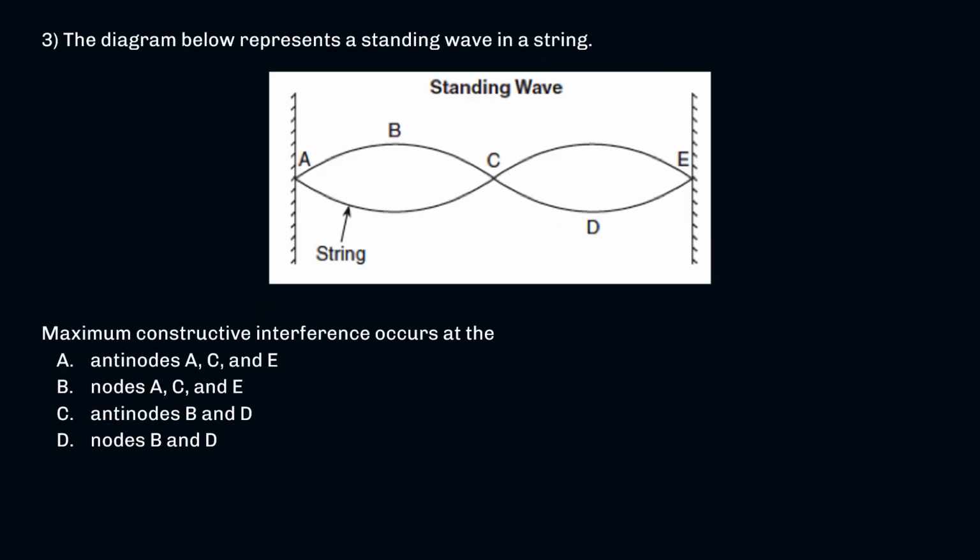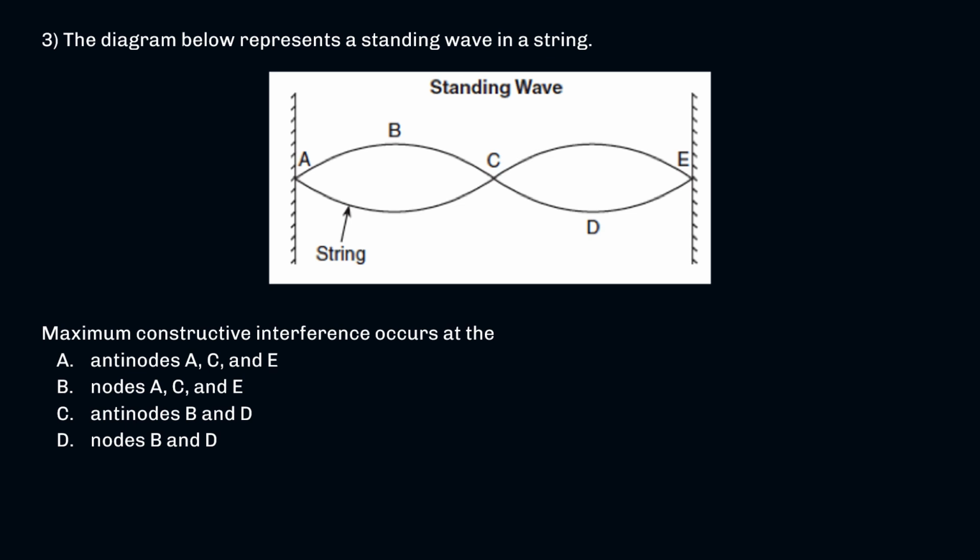All right, so example 3, the diagram below represents a standing wave in a string. All right, so we have here 5 different points, A, B, C, D, and E. What is happening here with a standing wave is moving up and down because it is being reflected off the 2 fixed ends of the wall here. So we have maximum constructive interference occurs at.